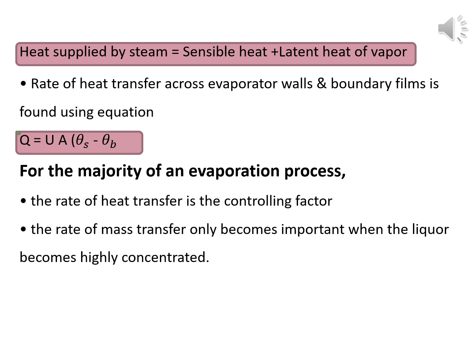For the majority of an evaporation process, the rate of heat transfer is considered the controlling factor, and the rate of mass transfer only becomes important when the liquor becomes highly concentrated.